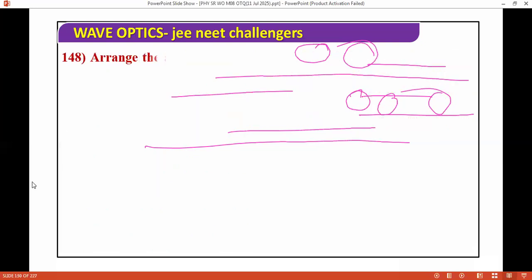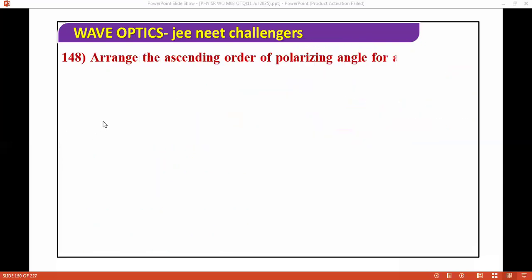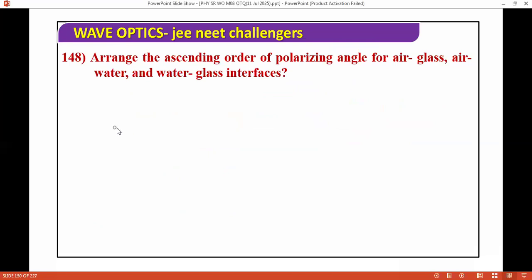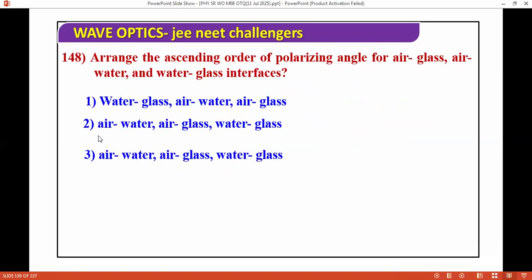Next question I'm moving ahead: arrange in ascending order the polarizing angles for the air-glass, air-water, and water-glass interfaces. So you have to arrange the ascending order of polarizing angles. The air-glass polarizing angle is the most, and then water-glass is less. Then there is just some factor in the question you need to take care of.